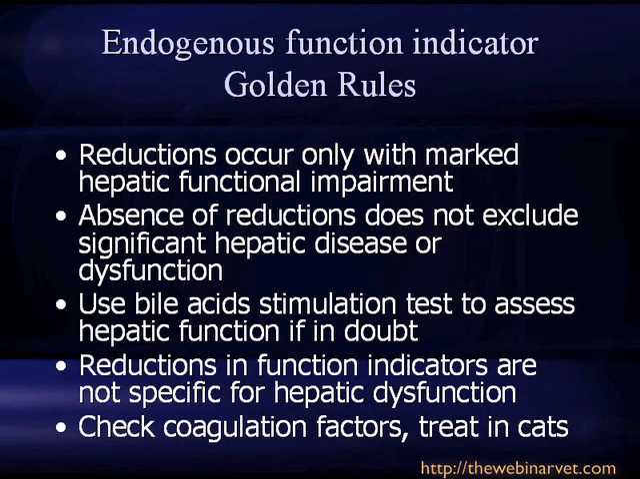So reductions in endogenous function indicators only occur with marked hepatic disease. Therefore, you can still have significant hepatic disease and they won't be affected. But if you do see them, they do support the idea you've got significant primary liver disease. And we'll always try and support that by using a bile acid stimulation test to show that hepatic function is significantly affected. Don't forget also that as one of our function indicators, we need to check coagulation factors, and that's particularly important in cats, more so perhaps than in dogs.